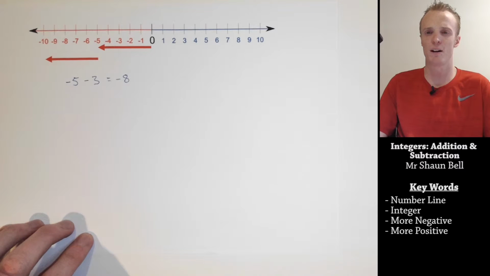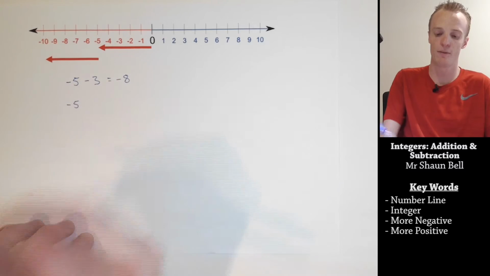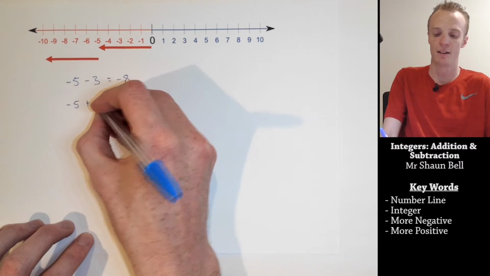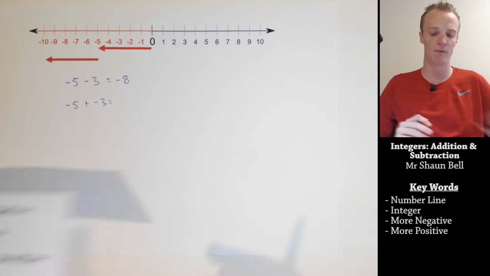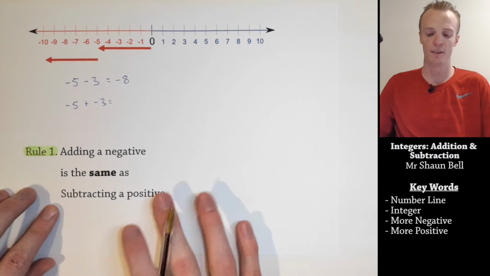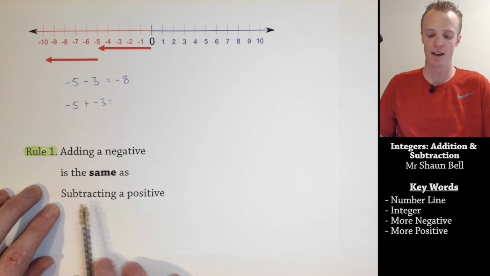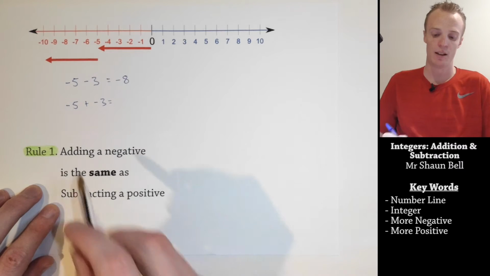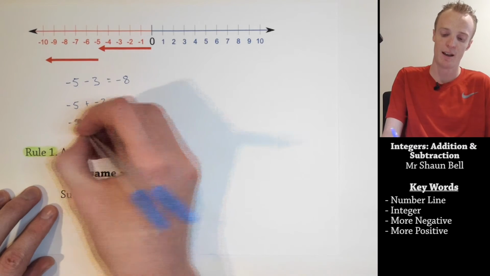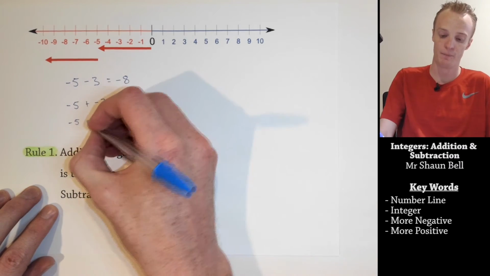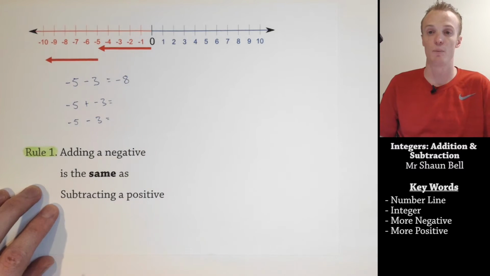However, we can also rewrite this problem a different way. We can still start at our negative 5 and we can add negative 3 to this problem. Now, if we have a look at rule number 1, rule number 1 says that when we add a negative, it is the same as subtracting a positive. So here we are adding a negative, so we can rewrite this as subtracting a positive number, which is back at the problem that we started with.